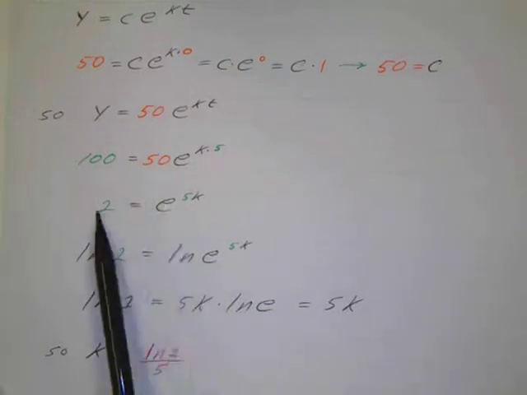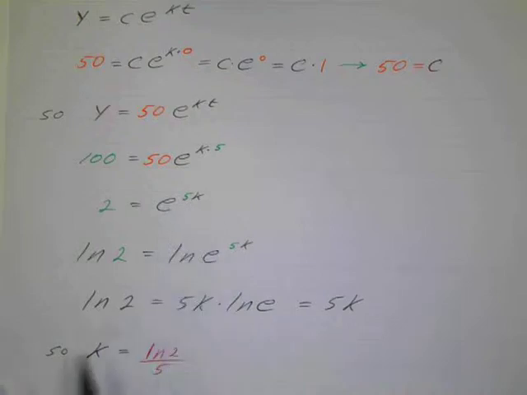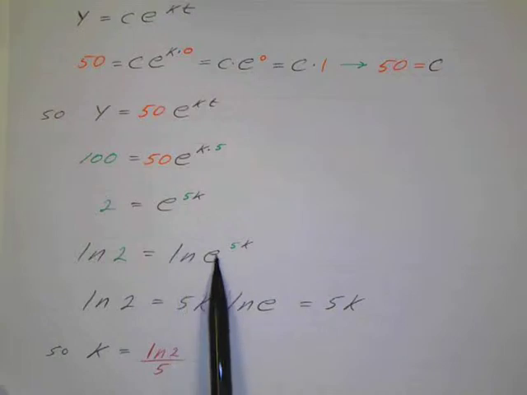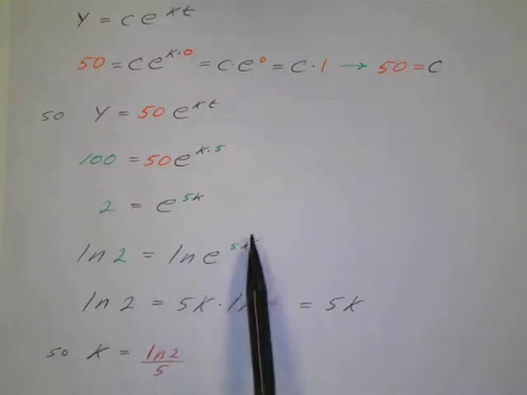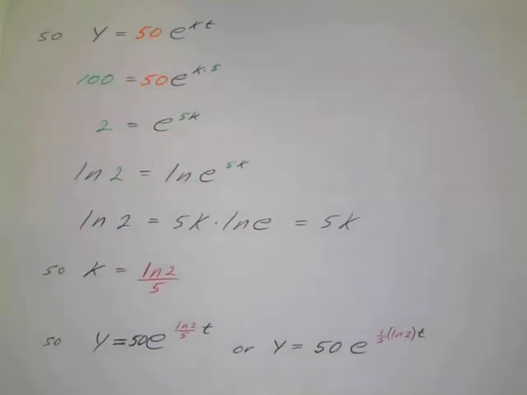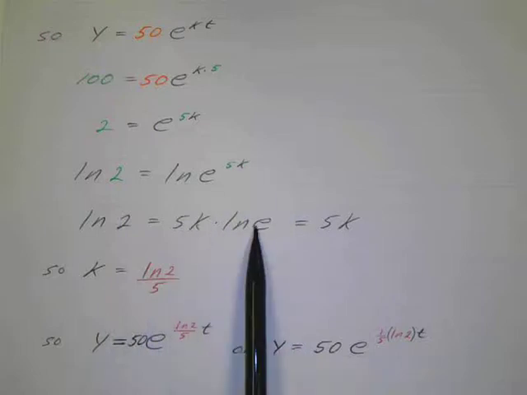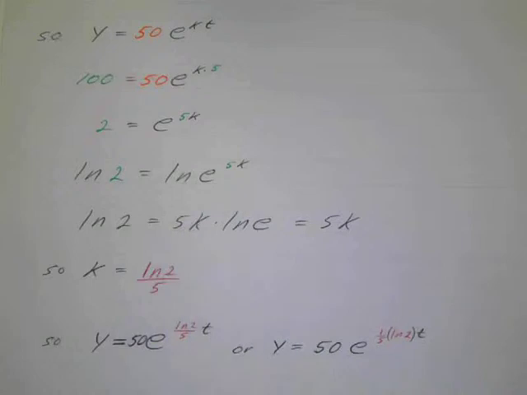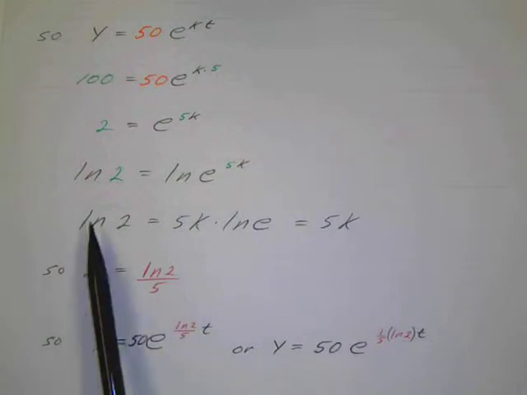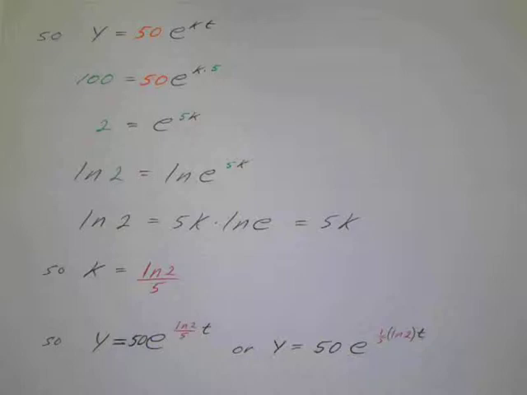So if I divide both sides by 50, I get 2 equals e to the 5k. Then I can take the natural log of both sides. So the natural log of 2 equals the natural log of e to the 5k. And then I can use the property of logarithms and bring that 5k down in front. So natural log of 2 equals 5k times the natural log of e. But what's the natural log of e? Well, that's just 1. So that just equals 5k. So if the natural log of 2 equals 5k, if I divide both sides by 5, I get k. So k equals the natural log of 2 divided by 5.